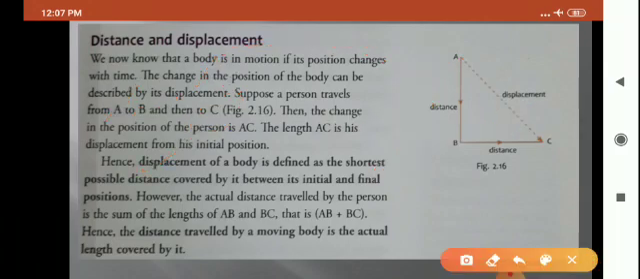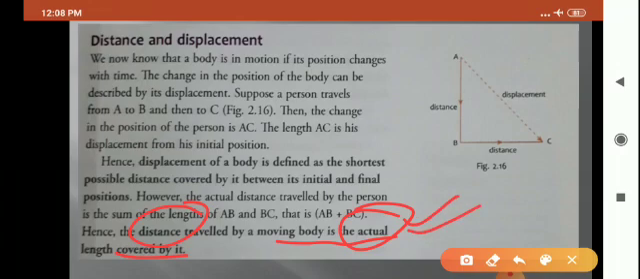Okay, now coming to distance. Now what is distance? Distance traveled by a moving body is the actual length, the very important point, actual length covered by it. Now coming to the same diagram or same figure, suppose the person has to reach from point A to point C. So I told you that the shortest possible distance between point A to point C is directly AC. Okay, AC, that is taking place in a fixed direction, that is your displacement.